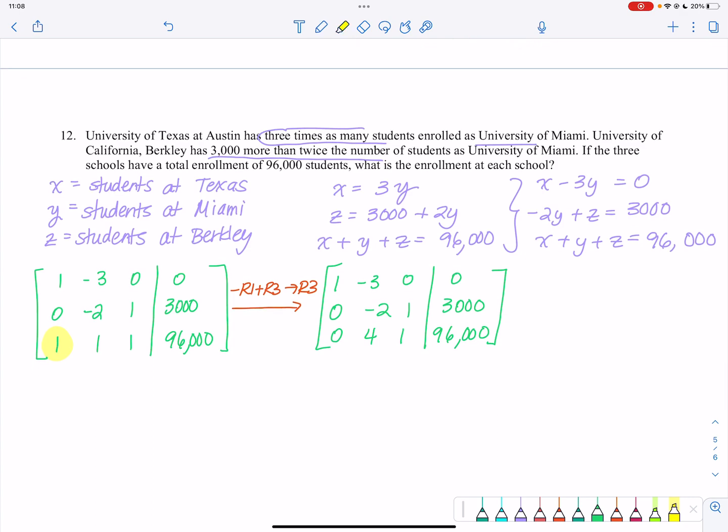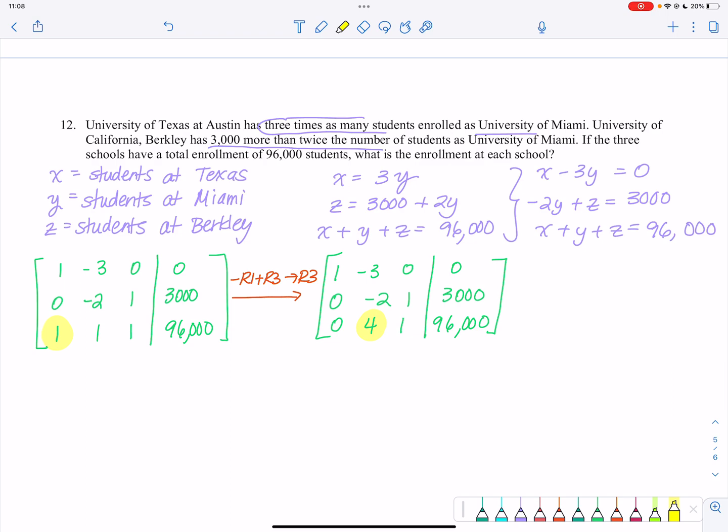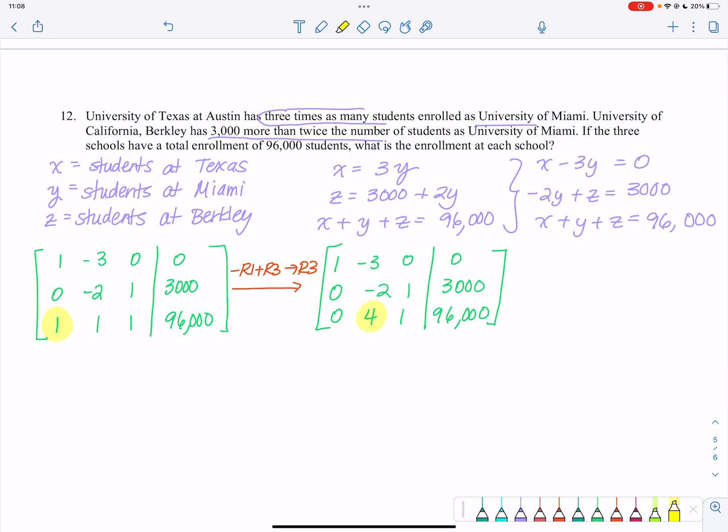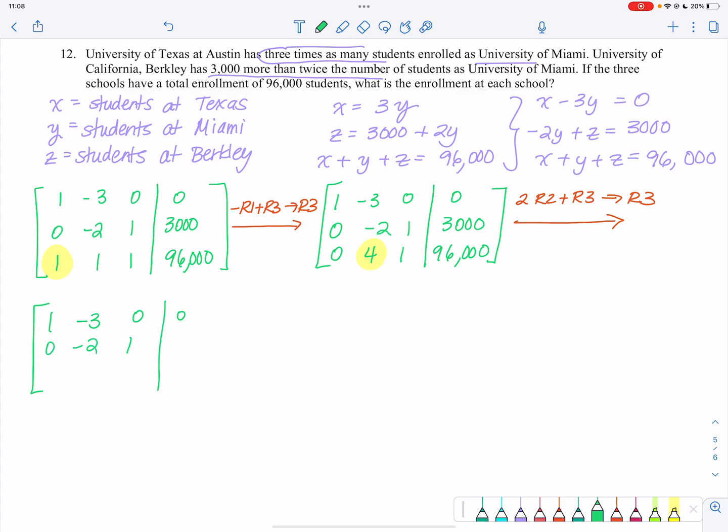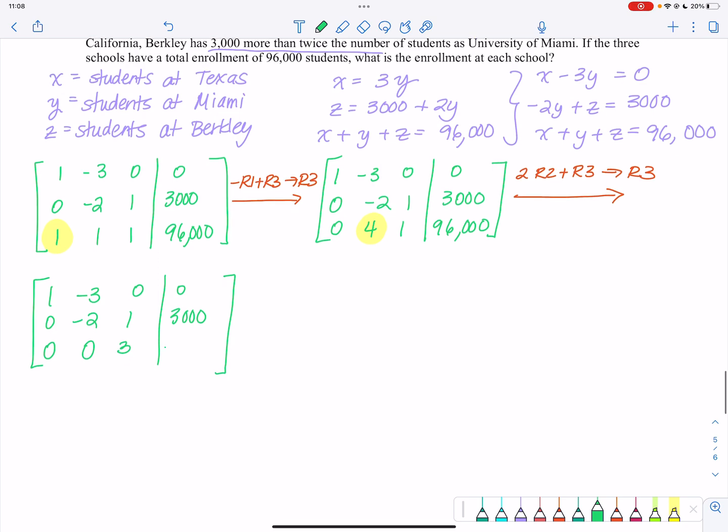So now our next focus is going to be this 4. So we would like that to also be a 0. So we could go ahead and take 2 times row 2, add it to row 3, and replace row 3 with that. So row 1 and row 2 are unchanged. And so twice row 2, adding that would give us 102,000.